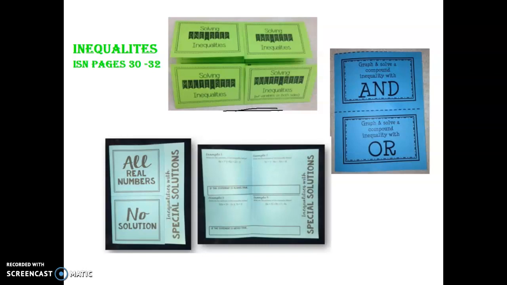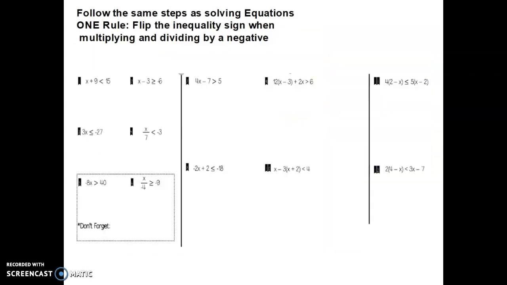We're going to go over inequalities. Page 30 in your ISN should be a review of one-step, two-step, and multi-step inequalities. And then we're going to talk about compound inequalities and special solutions. So open up to page 30, and I'm going to get you started on that.